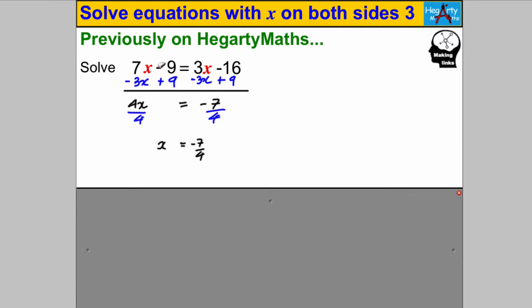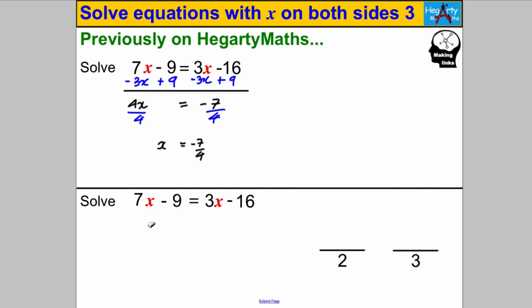Well, we were solving 7x subtract 9 is equal to 3x subtract 16. And this is the type of thing we're going to be doing in this video. We might have one of the expressions divided by something on one of the sides. We might have one of the expressions maybe on the right hand side divided by something. Or we may even have both expressions on either side divided by a particular number, and it's the type of thing we're going to solve.